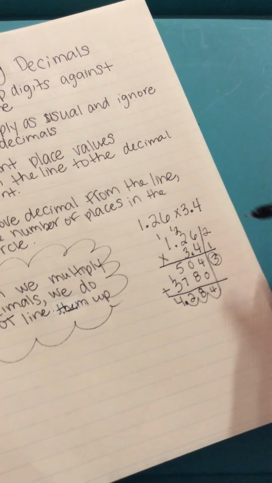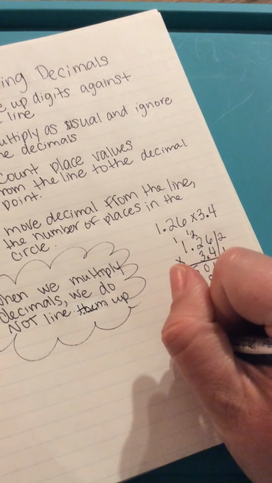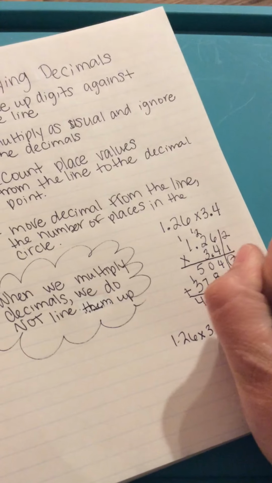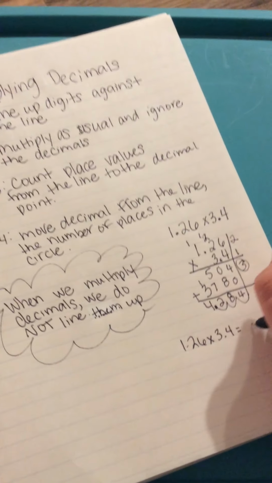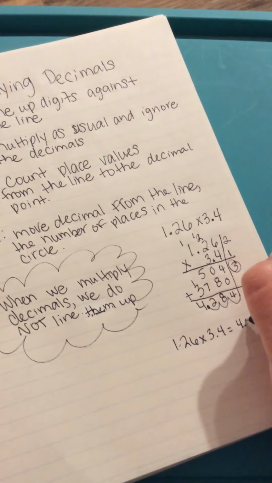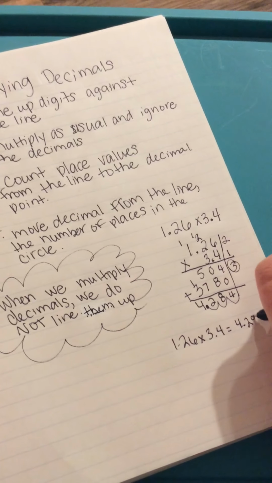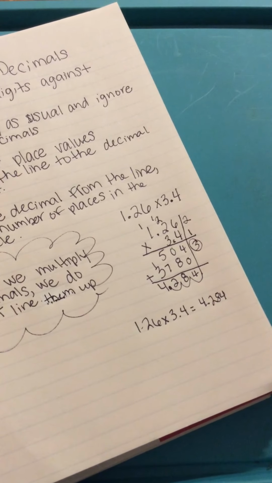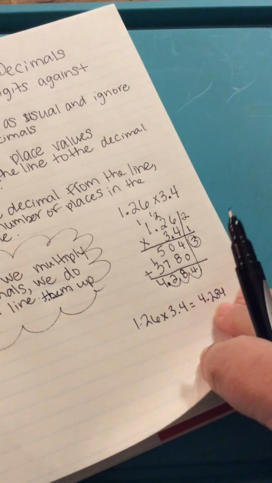So the answer to 1.26 times 3.4 equals 4.284. 4 and 284 thousandths. Let's do one more problem together.